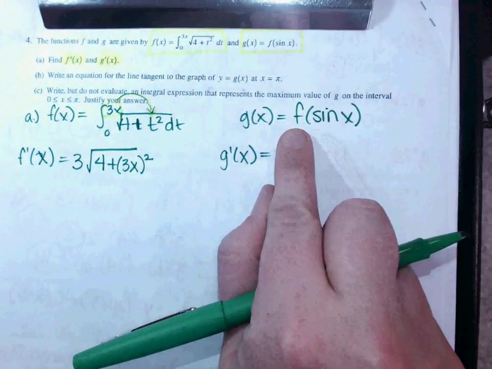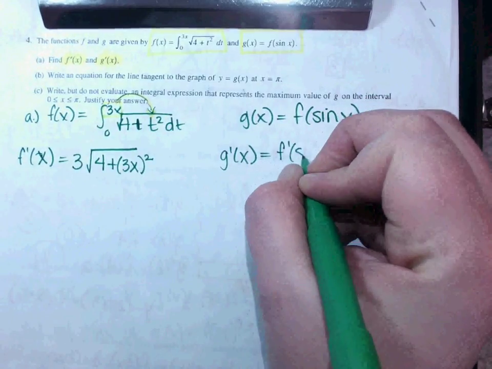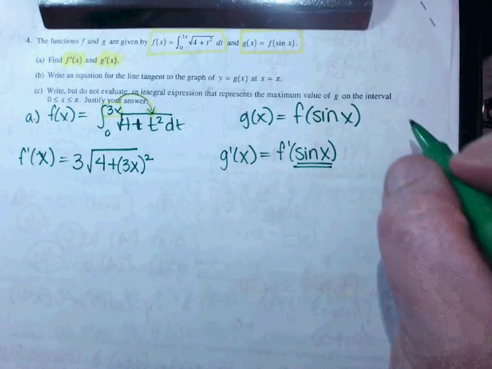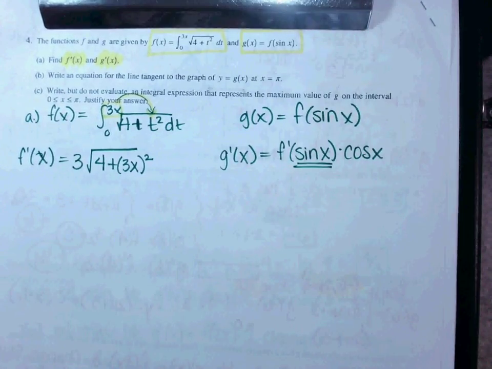All right, G prime. What is the derivative of f on the outside? F prime of sine x. And then chain rule, I have to times by the derivative of the middle. Derivative of sine is cosine x. Very good. Okay, part A, done. Part B.